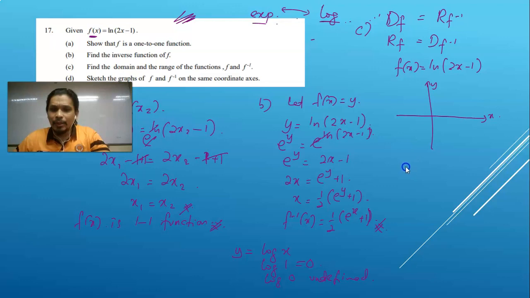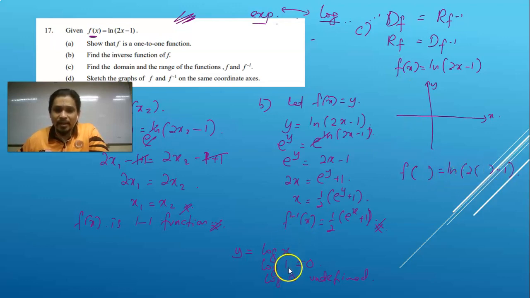So f(x) equals natural log of 2x minus 1. Okay, look at this one again. Log y equal to log x, f(x) or y equal to ln(2x - 1).